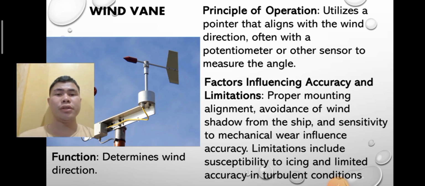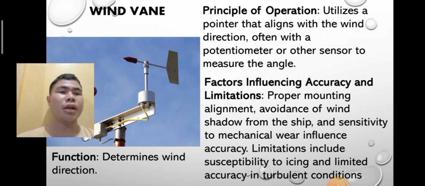So, the function of a wind vane is it determines wind direction. And the principle of operation of a wind vane, it utilizes a pointer that aligns with the wind direction, paired with a potentiometer or other sensor to measure the angle.